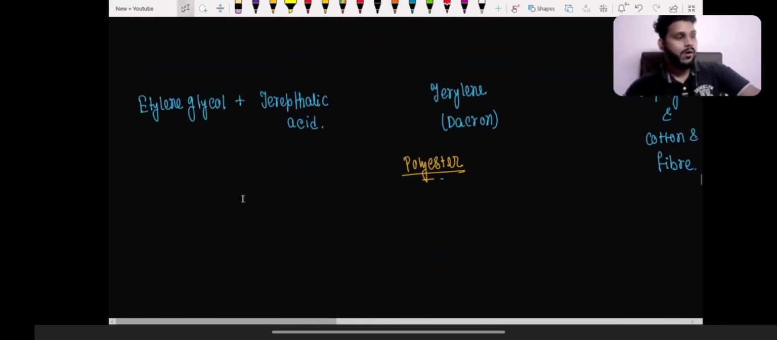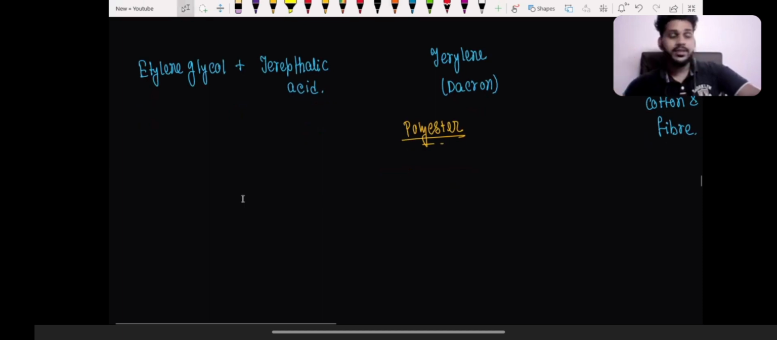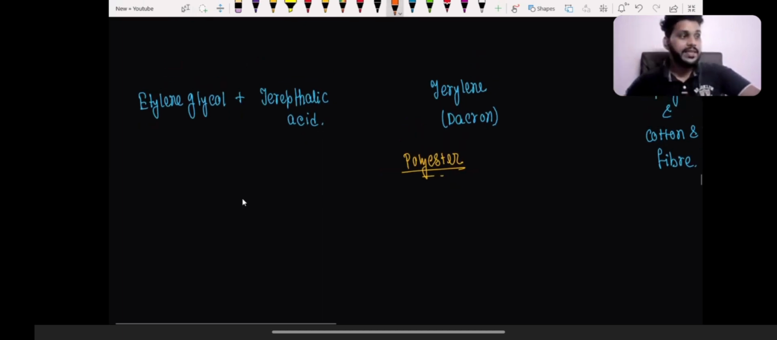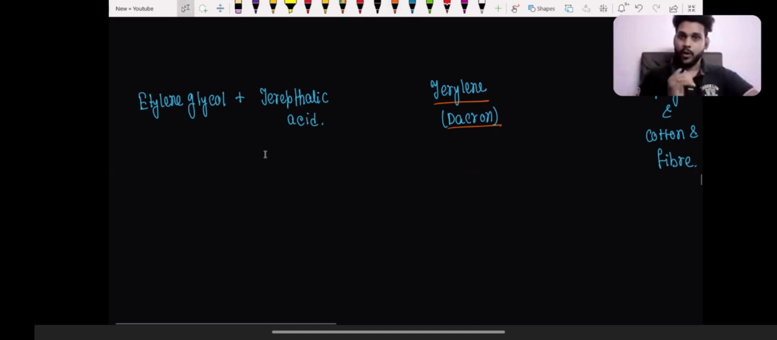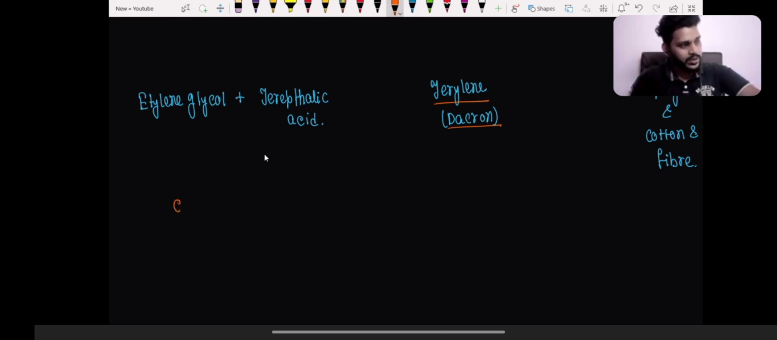Now, ethylene glycol and terephthalic acid together make terylene or dacron. So guys, I told you about terylene or dacron, how do we really make it first? Again, it's a copolymer, right? How do we really make it, guys? So first, ethylene glycol. Glycol means diol, same thing. So I'll be drawing ethylene first.